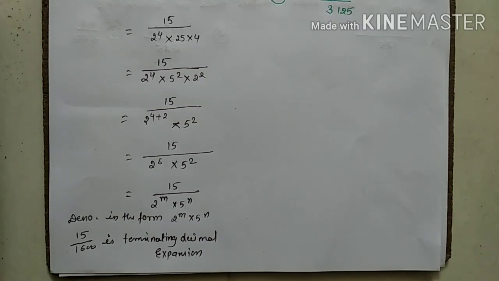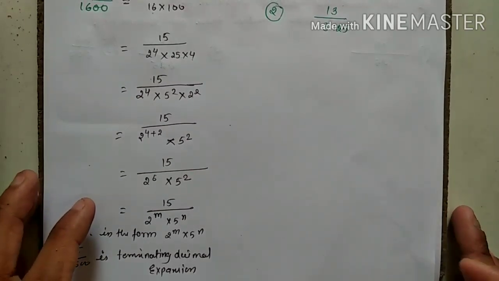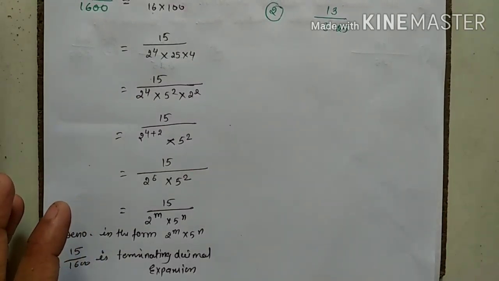So this is the solution of this question. Very easy. Just see here, because you have to use theorem 2.7. Is it clear? Now come to the next question. 13 by 3125. Just see how to solve this question.